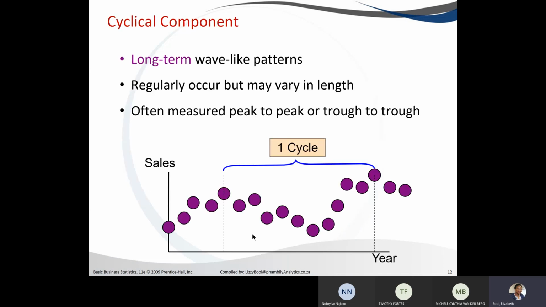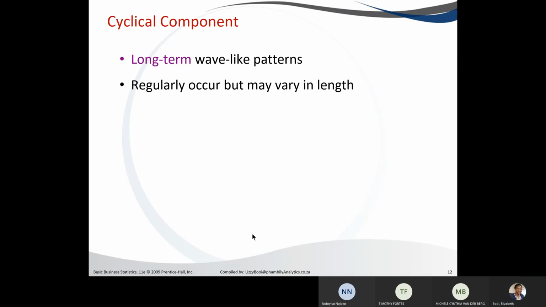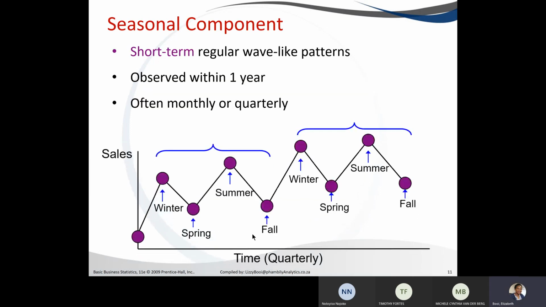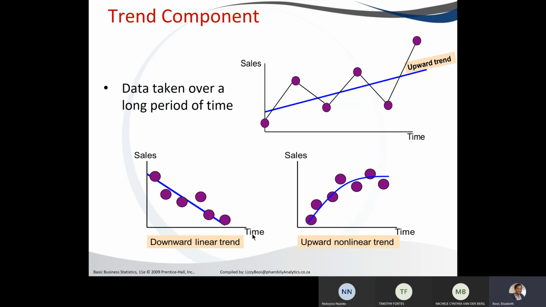So let's go back to all that you know. This is cyclical, a wave-like pattern. It happens over a long-term period. Then we have the seasonal component. It happens over a short period of time and has wave-like patterns. And then the last one that we learned was the trend. It is data taken over a longer period of time, and you are able to see whether it is going up or down, or there's no relationship.